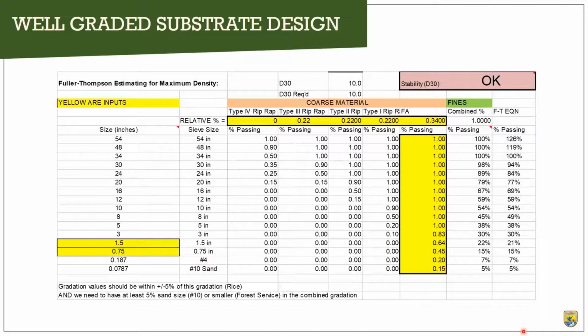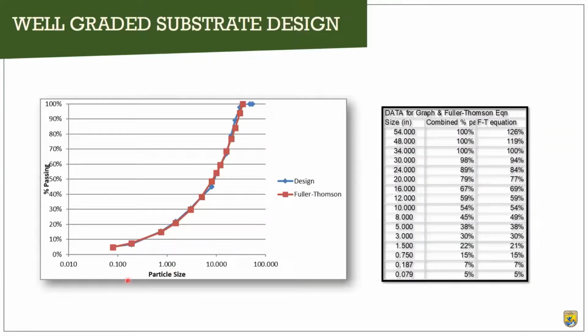And this spreadsheet just helps us combine all of those and will make sure that our gradation combination matches the Fuller-Thompson equation, which is an equation, as I mentioned, to predict maximum density, which is going to equal minimum porosity.